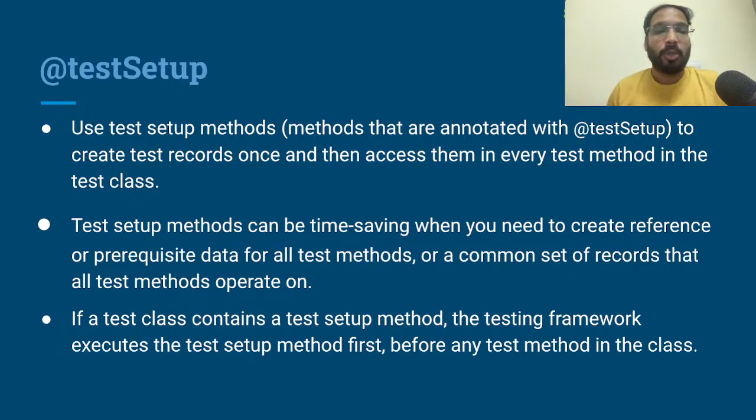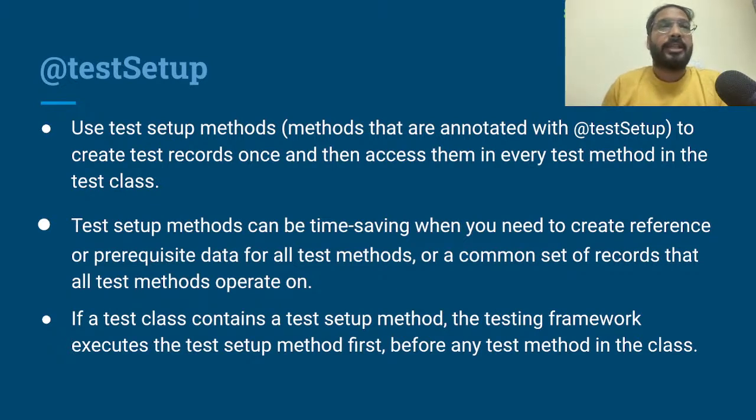The first point says to use test setup methods that are annotated with @test setup. There will be only one method annotated with @test setup. You can create that method so that you create test records once and then access them in every test method in the test class. Whatever data you create in that method, you can access anywhere in the test class, in different methods.